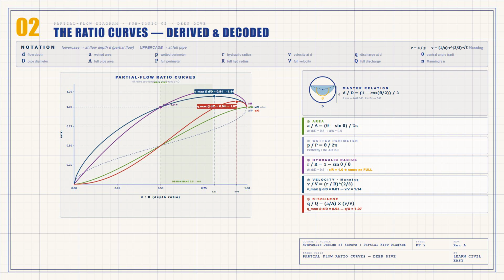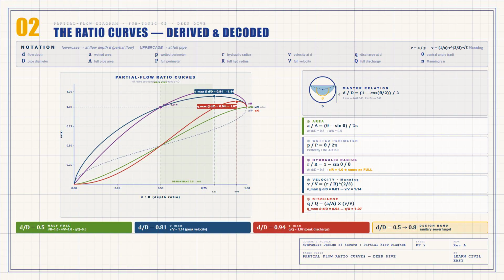But why these specific peaks? Here is the intuition. As d over D goes past 0.81, the wetted perimeter grows faster than the area, so R drops and V drops, but the area is still growing, so discharge keeps rising until 0.94, when even the growing area cannot beat the dropping velocity.